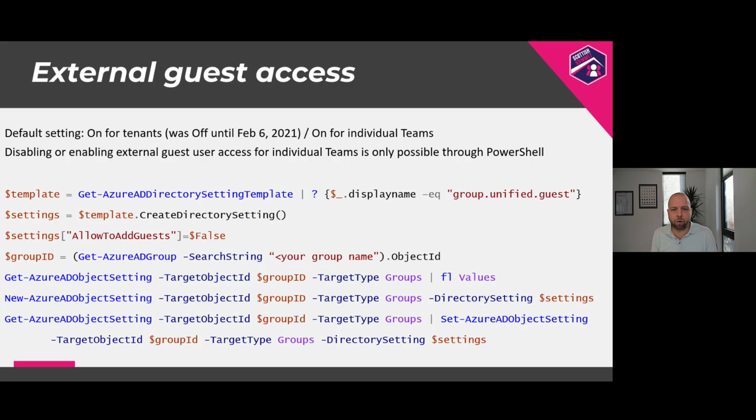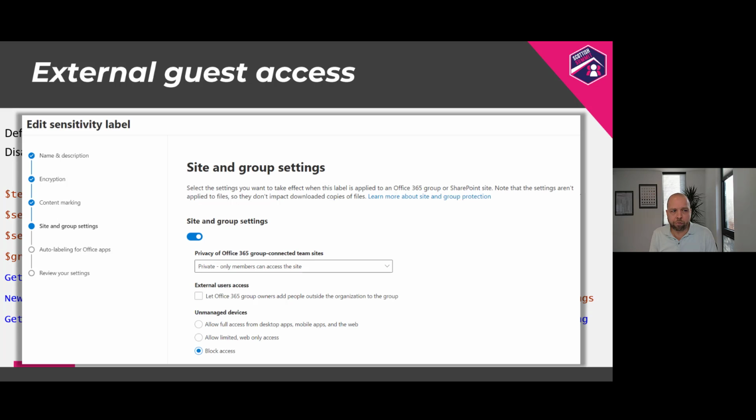So here you see the PowerShell cmdlets, and I will share my slide deck later on as well through Twitter. But here you see the cmdlets that you can use to switch off guest access on a team level. And until a couple of months ago, that was only possible with PowerShell, but nowadays we also have sensitivity labels. So in the Microsoft Admin Center, or the Compliance Center, I should say, of Microsoft 365, you can create sensitivity labels. That was already possible, but now it's also possible to create sensitivity labels for Microsoft 365 groups.